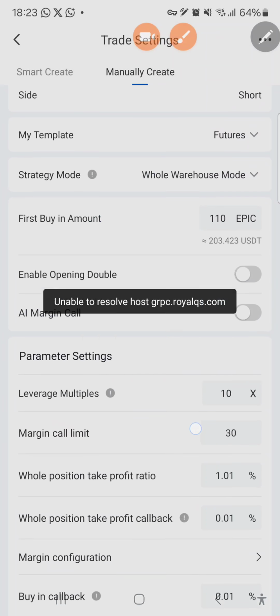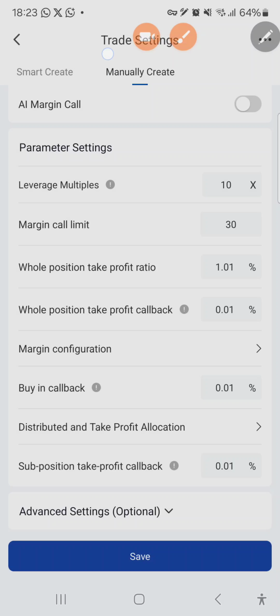Maybe there's a challenge with my network. So that is that for now.